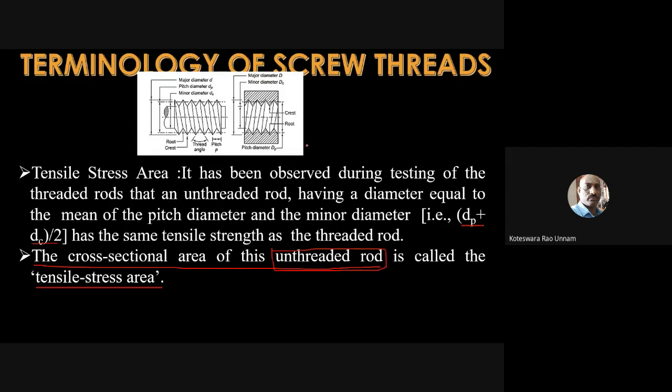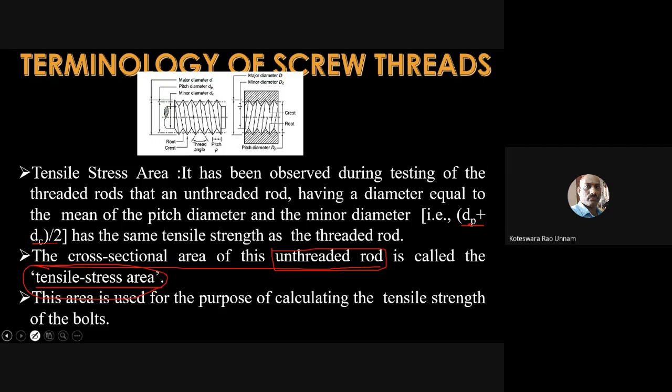Our intention is to make the bolt have uniform strength. So by doing so, we reduce the nominal diameter of the shank portion, such that (dp + dc)/2 equals the diameter of the unthreaded or shank portion, so that the bolt will have uniform strength. Therefore, based on this diameter only, we can calculate the tensile stress area, that means the area which is resisting your tensile load. Based on that, we can compute the amount of tensile stress induced in the bolt.